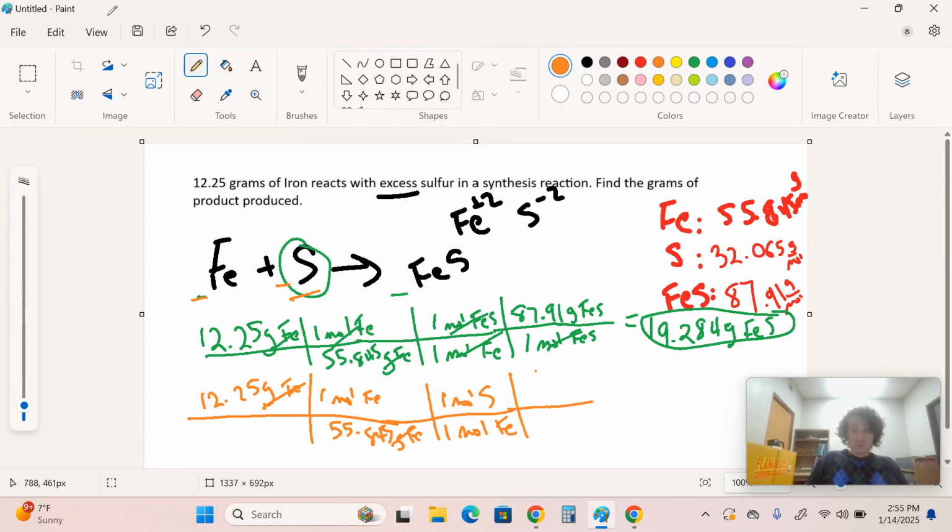And then I need the molar mass, right? Because that cancels out the moles of iron. We have moles of sulfur. I need grams of sulfur. So we're going to have our 32.065 grams of sulfur is a mole. That's the molar mass of sulfur. And again, that cancels out the moles of sulfur, left with grams of sulfur.